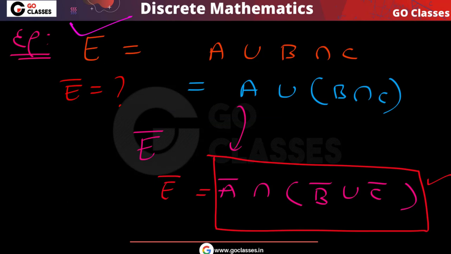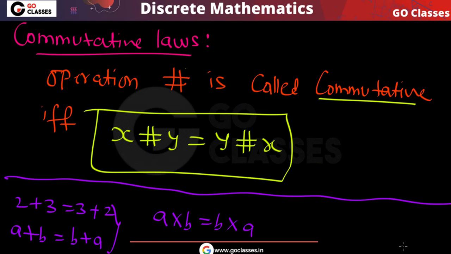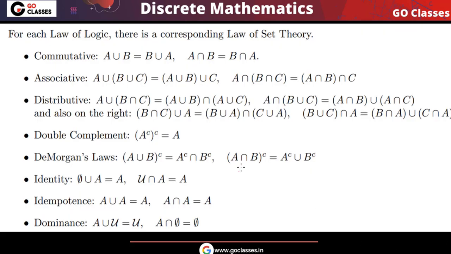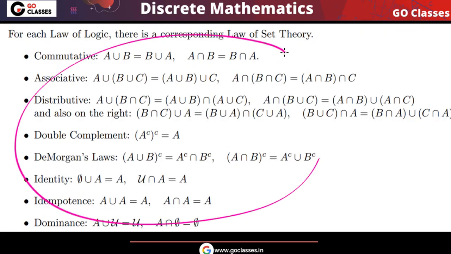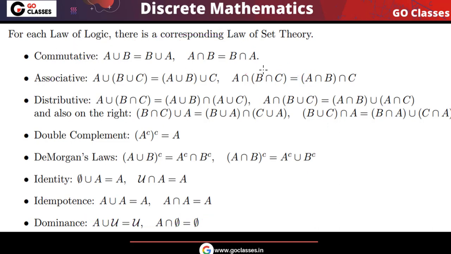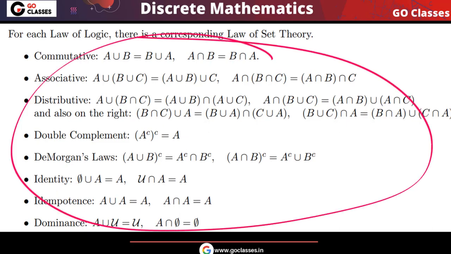So these are the set identities. We have seen all of them: commutative property, where union and intersection are commutative, A union B is equal to B union A, A intersection B is equal to B intersection A; union and intersection are associative. Distributive property we have seen, double complementation, where A complement whole complement is A, De Morgan's law, identity law, idempotence law, domination law, all these rules we have seen.